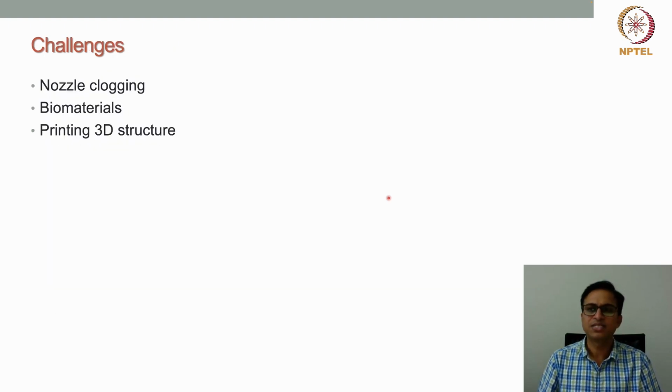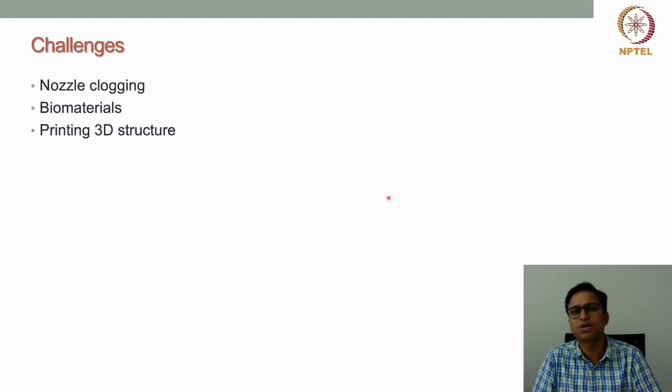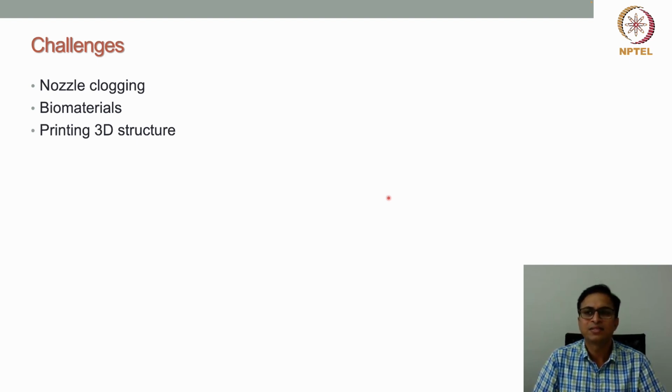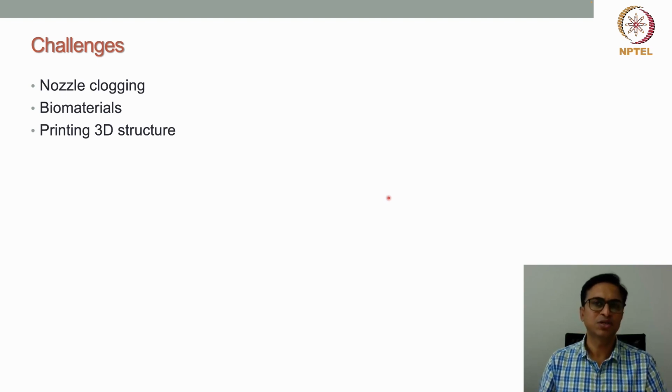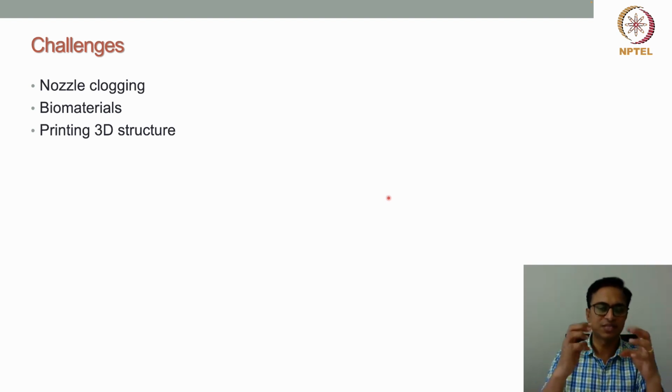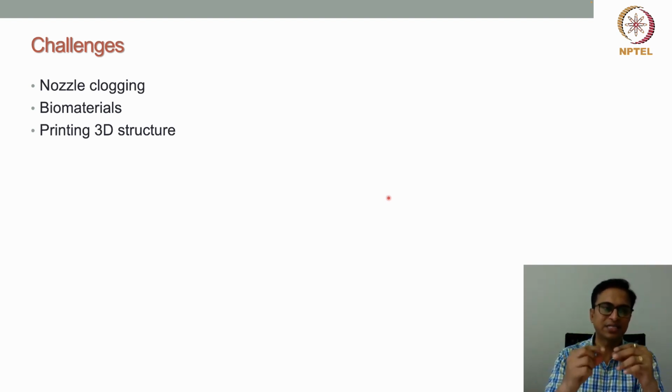There are some challenges with this inkjet 3D printing technology. The very first challenge is nozzle clogging. That's a problem, and it happens because the nozzles are of very small sizes, around 50 micron or less. So nozzle clogging is a frequent phenomenon. It happens mostly if you have suspended solid materials within the medium, then the suspended particles can settle down and clog the nozzle.